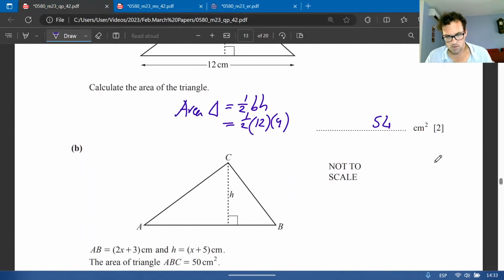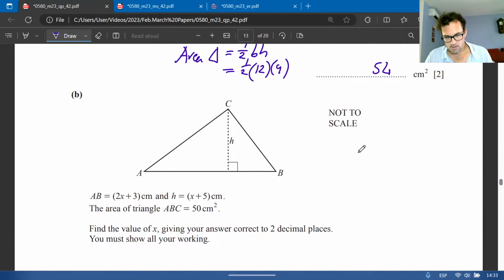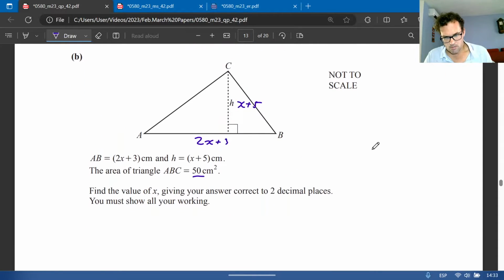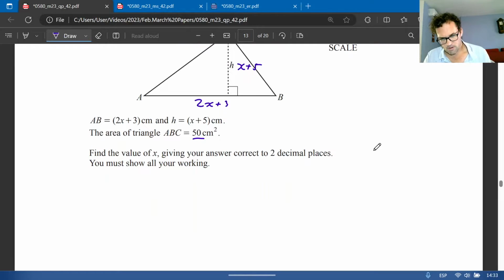for what's to come. Here now we got a different triangle, and we got AB is 2x plus 3, and the height there is x plus 5. So we need to do the same we did before. I'm going to give us the area actually. But this time we need to do it with 2x plus 3 and x plus 5. So let's write that. Area of a triangle is half the base, 2x plus 3, perpendicular height x plus 5, and they gave us the answer is 15.